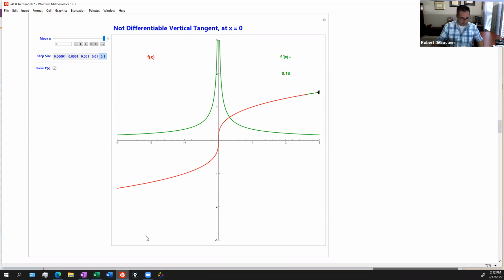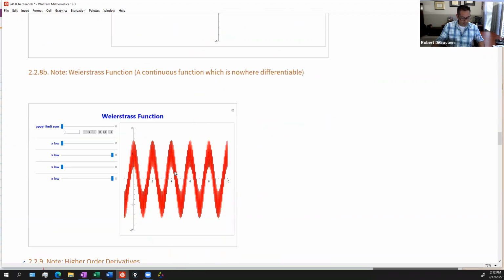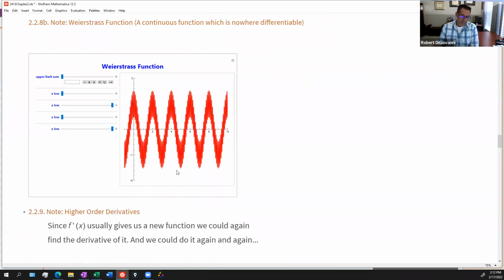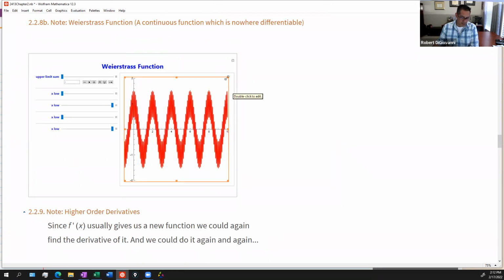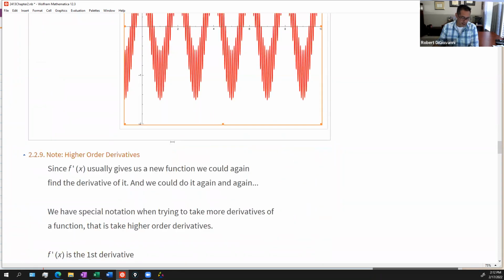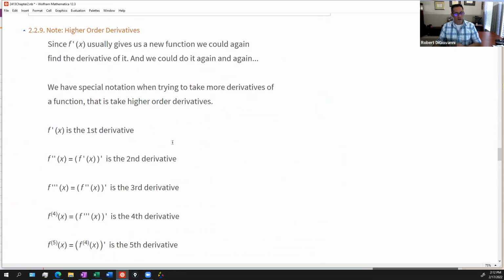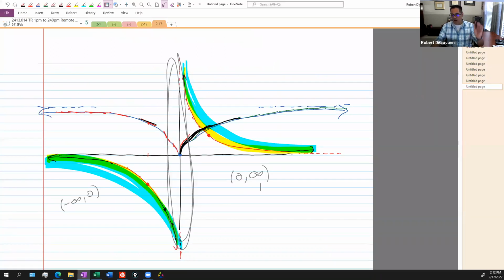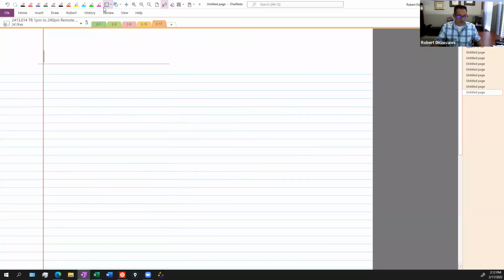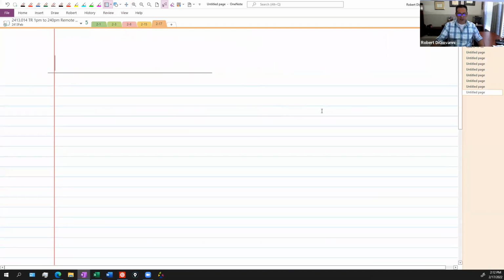Back to notes. I'm going to skip this. That's just an interesting function, the Weierstrass function. So I'm not going to cover it. Don't worry, the Weierstrass function is not in your book either. It's just something I throw in there and talk about if I have time.